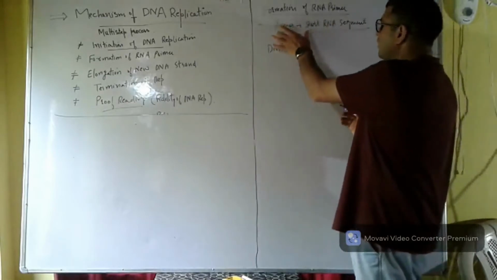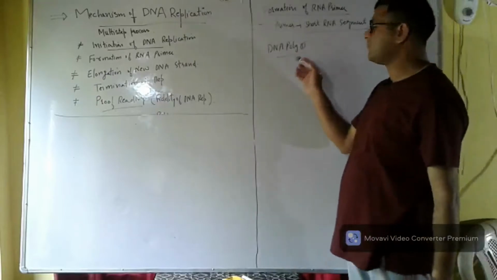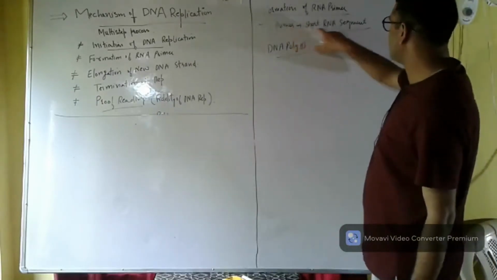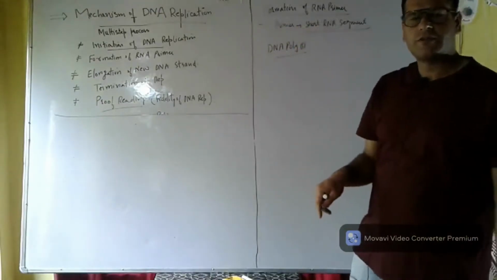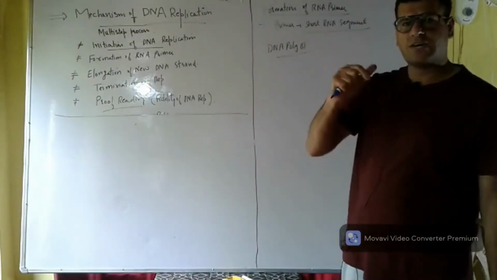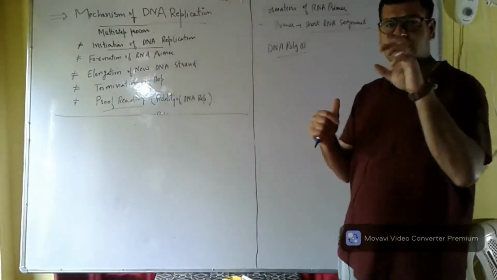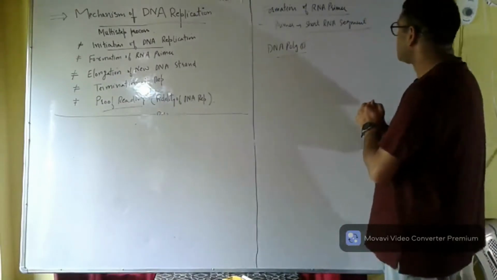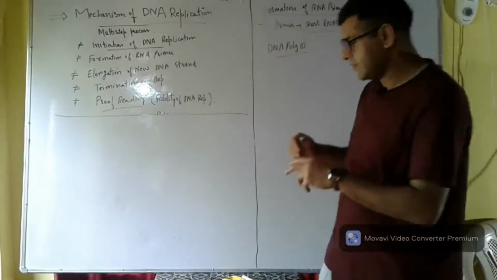Now, in order to make the environment suitable for the DNA polymerase, because DNA polymerase cannot initiate the DNA synthesis, a short segment of RNA is formed on the DNA templates. It is formed at two sites, at the free end on the DNA template and at the replication fork on the DNA template, which will help the DNA polymerase to add the deoxyribonucleotides. It will be like this.